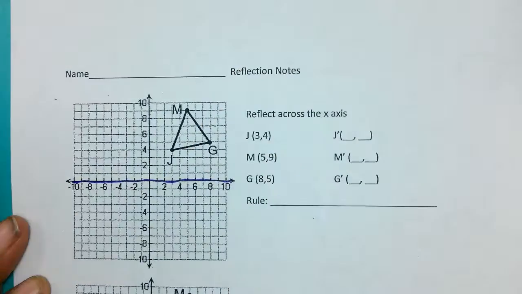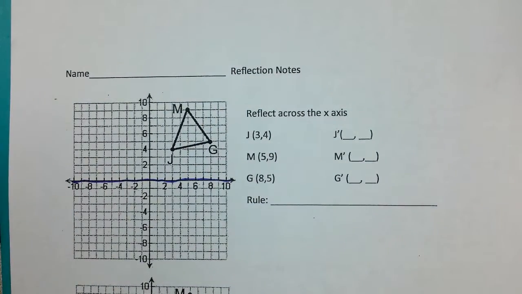And I like to think of my line of reflection as a mirror. The closer our image is to the mirror, the closer the new image is going to be. The further away it is, the further my new image is going to be. So really I just have to see how far away each point is from this line of reflection.